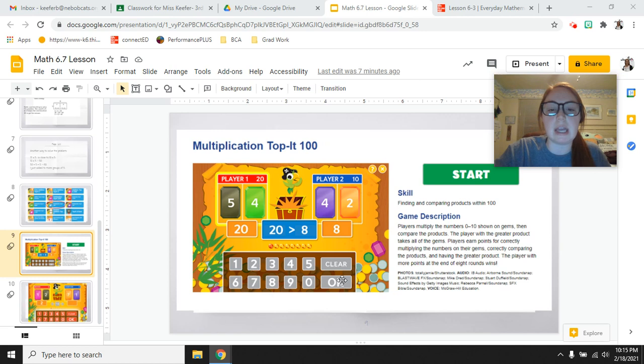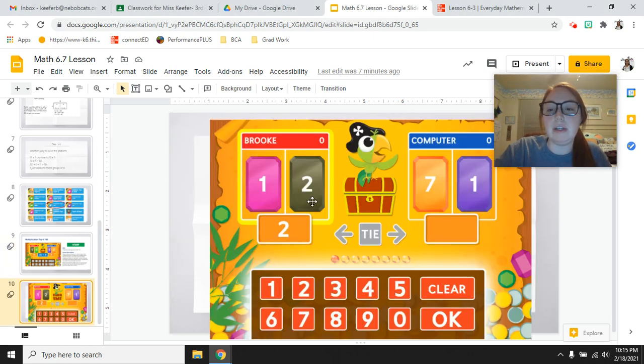So here's just kind of the game layout. So you're player 1, they're player 2, and then you multiply your gems. So they did 5 times 4, which equals 20. The guest did 4 times 2, which equals 8. And we said 20 is greater than 8. So player 1 would get the points for this. When you're playing, this is what it looks like. Again, a close-up version. You type in your answer down here, you hit OK, and it checks it.